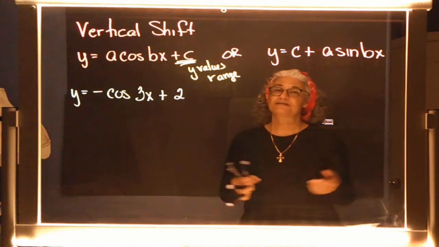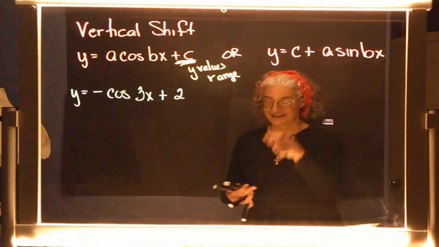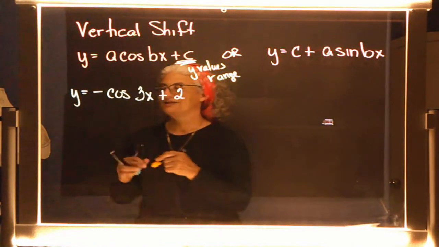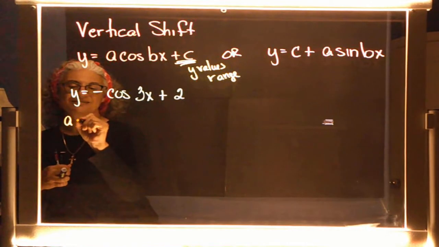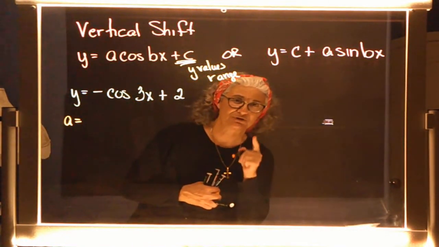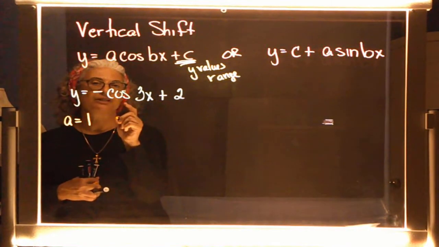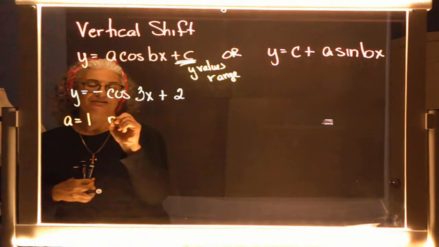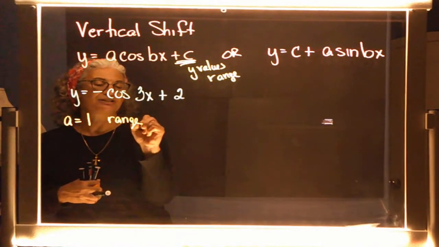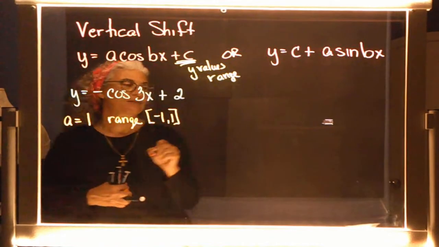Where do we start? That's right, I heard some of you say it. You start with the amplitude. What's my amplitude in this case? Boy, I hope you said a positive one because amplitude is always positive. And the amplitude gives you the range. And so in this case, my range is, that's right, inclusive from -1 to 1.